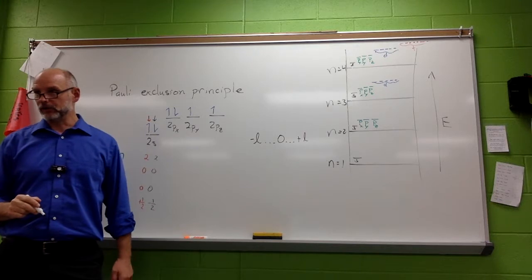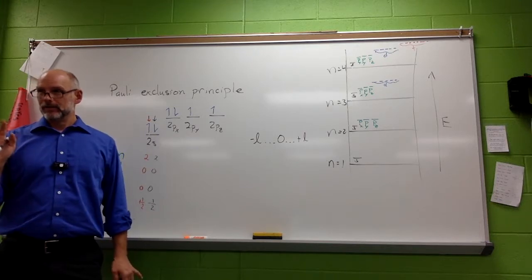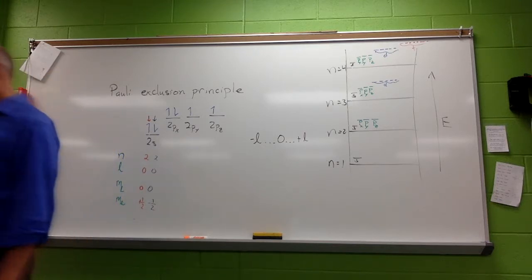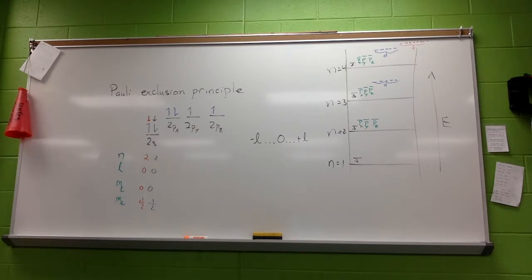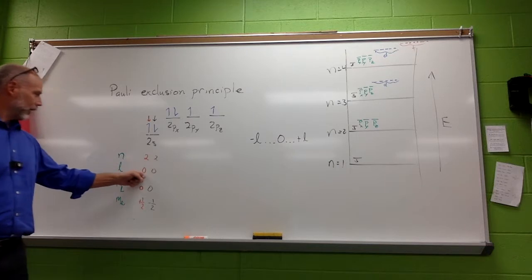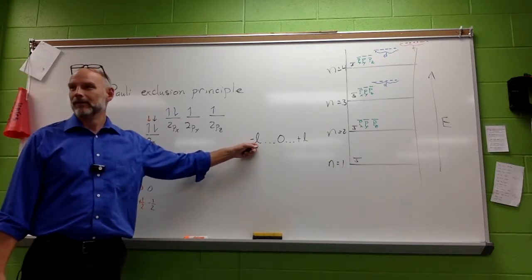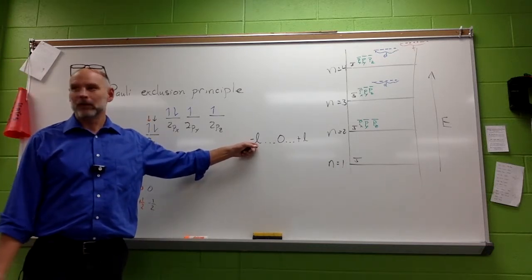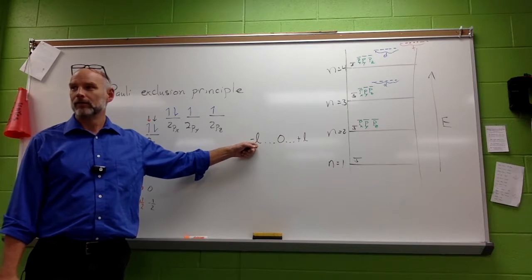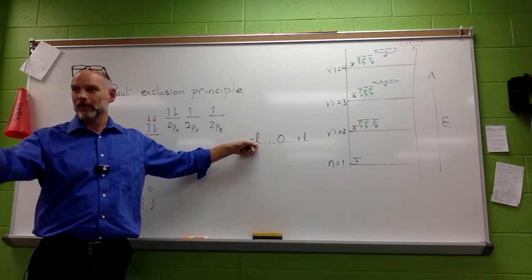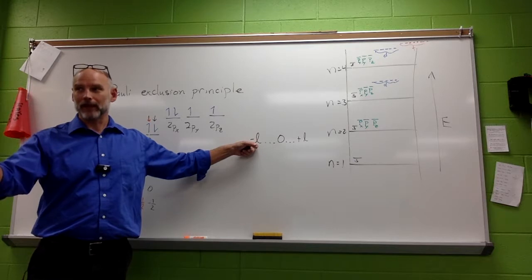I gotcha. Those are my possible values, okay? Here in about 45 seconds, this is going to be explained, okay? But if L is 0, what's my only option for M sub L? 0. It's okay. Give me about 45 seconds, all right?